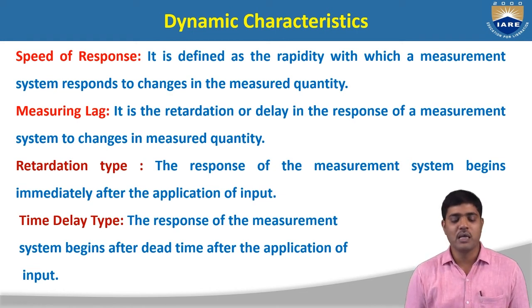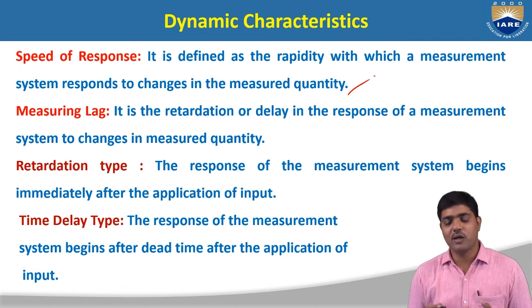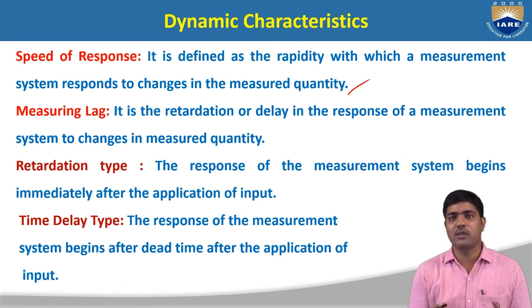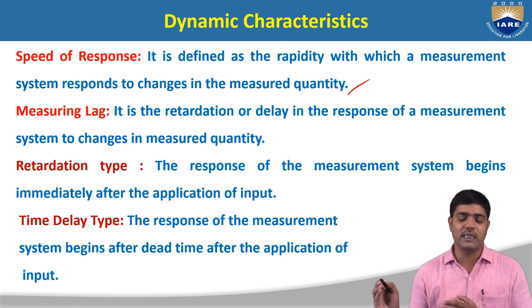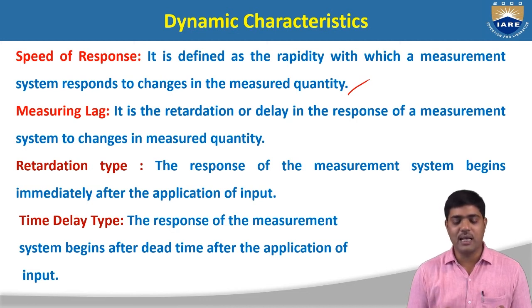The first one is speed of the response. It is defined as the rapidity with which a measurement system responds to the changes in the measured quantity. So if you provide any input to the measuring system, how fast, how rapidly it is going to respond, or how rapidly it is going to change the output quantity, that we can say is the speed of response. And measuring lag.